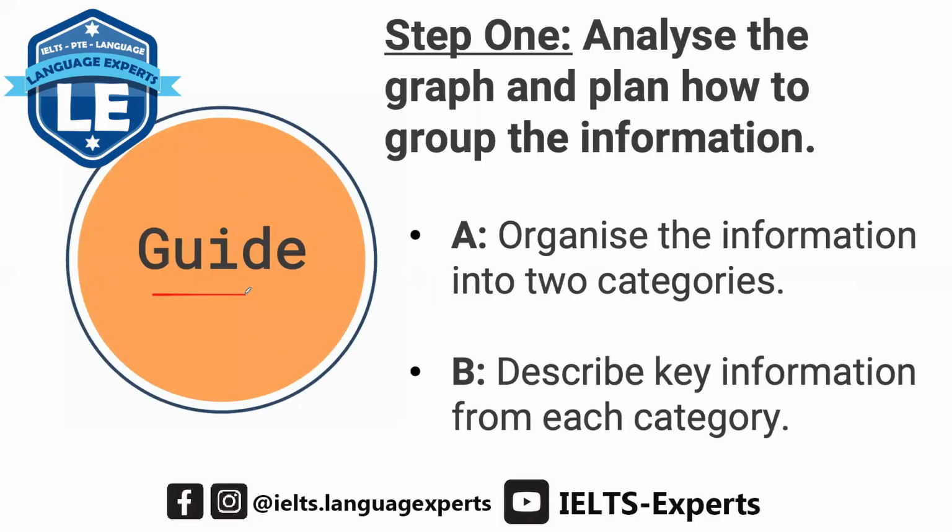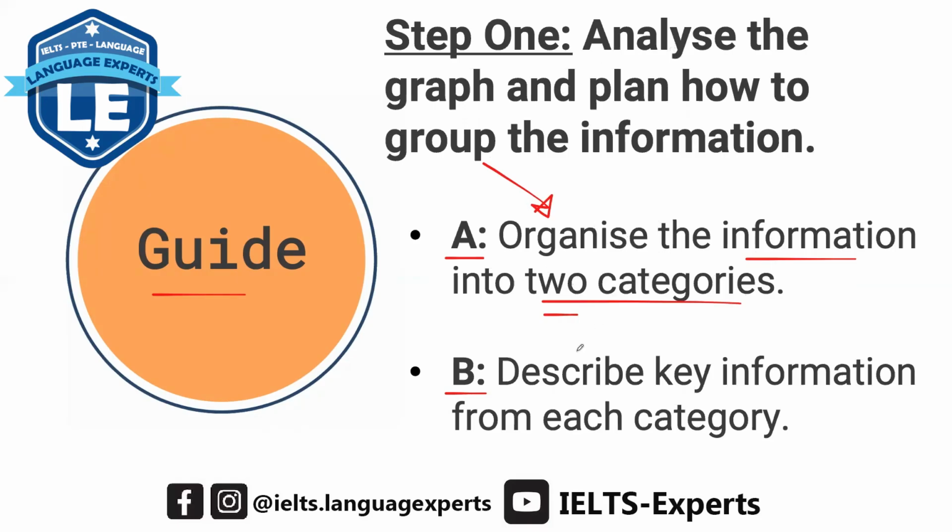So if we're looking at step 1, you have sections A and B. So when you're analyzing the graph and planning how to group that information, you should also be thinking about organizing the information into 2 categories. It's usually going to be 2 categories, and these coincide with the 2 paragraphs that we'll have in our outline and in our essay, which we'll look at a little bit later. But you want to organize the information into very distinct categories. This is really important and something that comes with analyzing the graph.